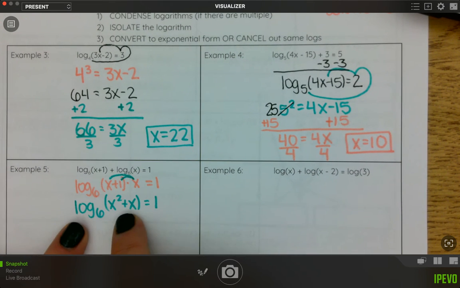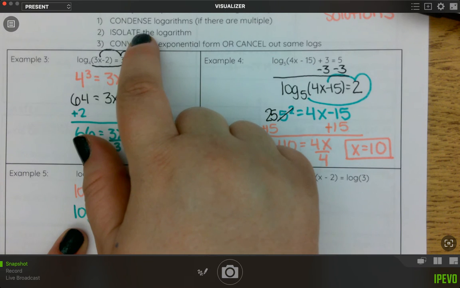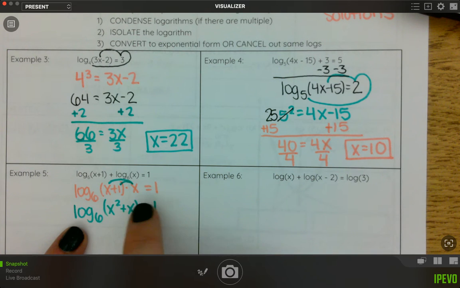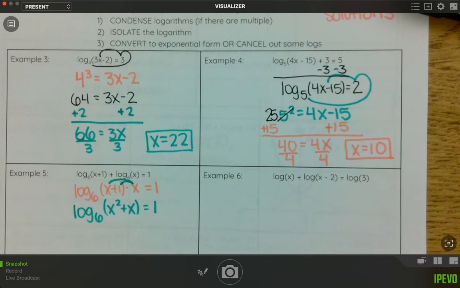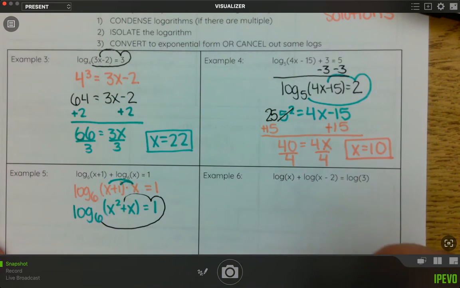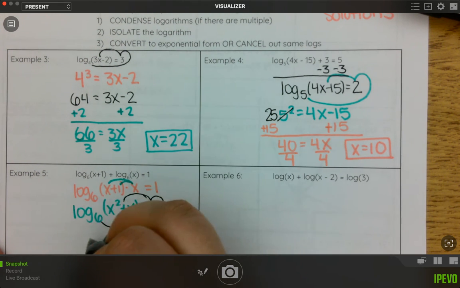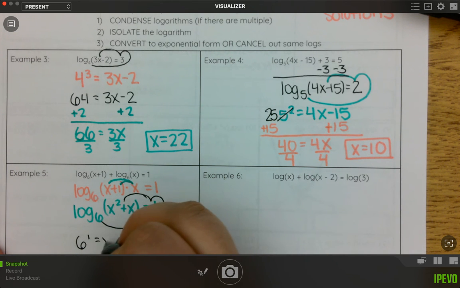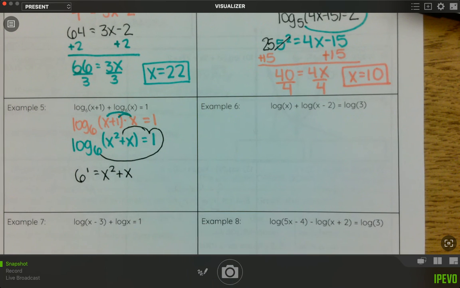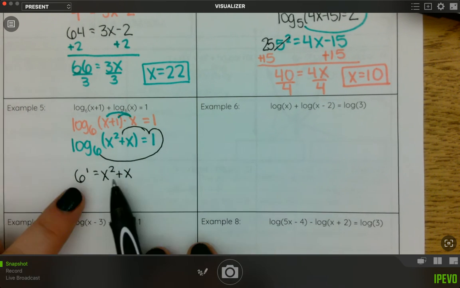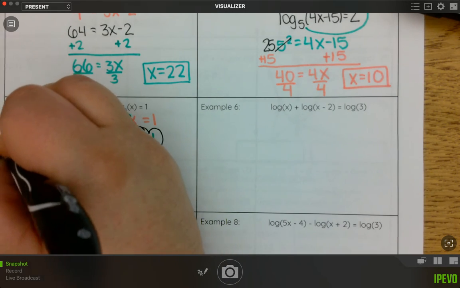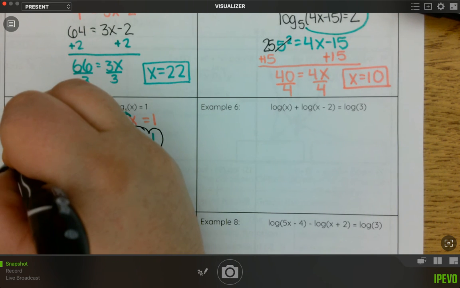The log is now isolated and it is 1. So I'm done with these first 2 steps, and I'm either going to convert or cancel out the same logs. This doesn't have another log base 6 over here, so I'm going to convert using the cloud. 6 to the power of 1 equals x squared plus x. Now, this has an x squared in it. That is the main difference between this and this. Whenever you have an x squared, that is your sign that you are going to factor.